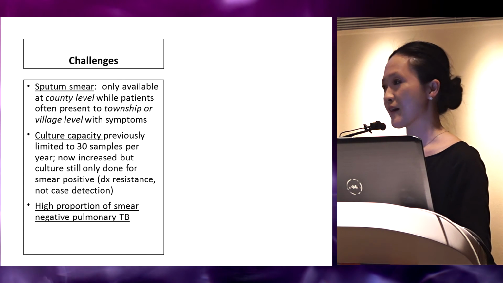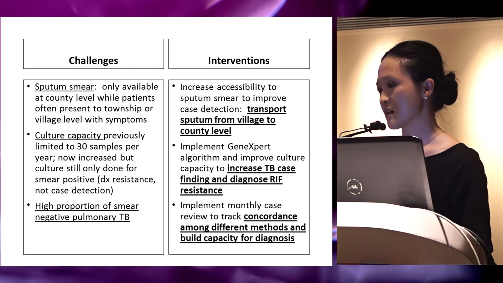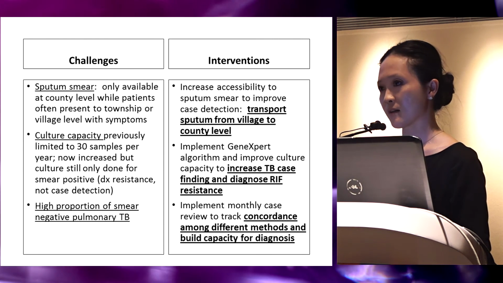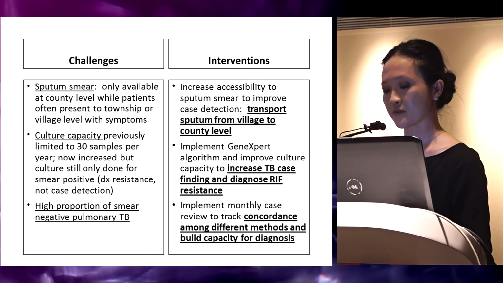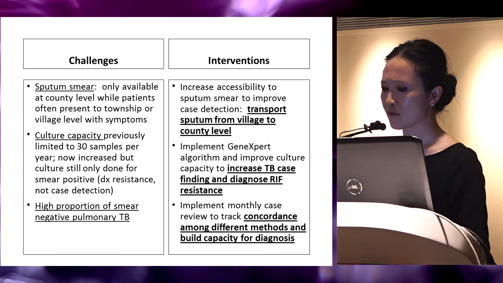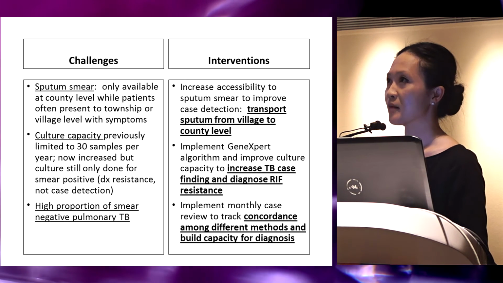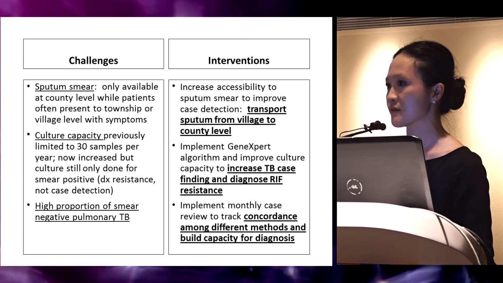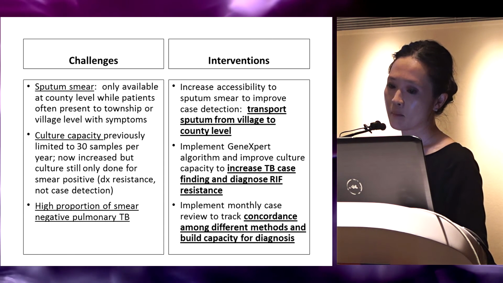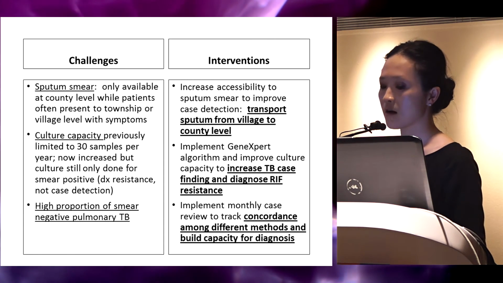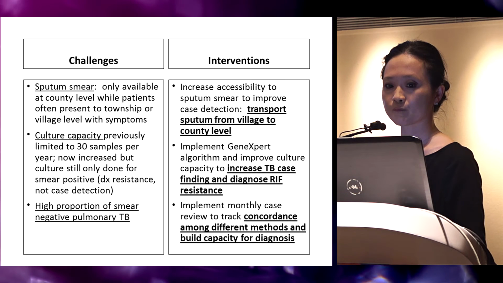And number 3, for the high proportion of smear-negative TB cases, this is quite a complex issue, as you might imagine, because we're dealing with probably poor sputum quality samples, a heavy dependence on CT and X-ray, likely overdiagnosis of TB, and then kind of poor decision-making among the doctors who, up until recently, were not aware of the fact that the high proportion of smear negativity was a problem. So for this challenge, what we're starting is a monthly case review to track concordance among the different diagnostic methods, with the goal to build capacity for diagnosis.